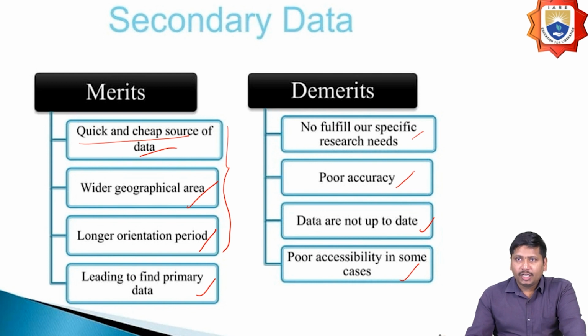The merits and demerits of secondary data: the merits are that it is a quick and cheap source of data, covers a wider geographical area, has longer orientation periods, and leads to finding family data. These are some of the advantages of secondary data, whereas the disadvantages are that it does not fulfill our specific research needs, has poor accuracy, the data is not up to date, and there is poor accessibility in some cases.